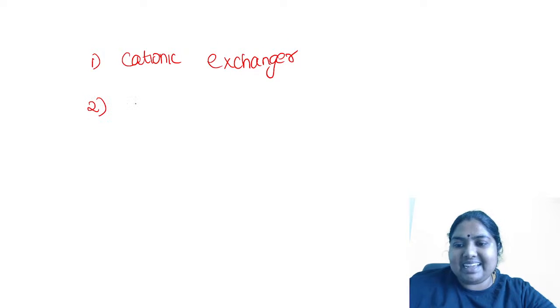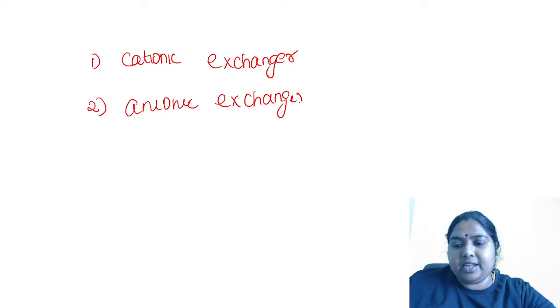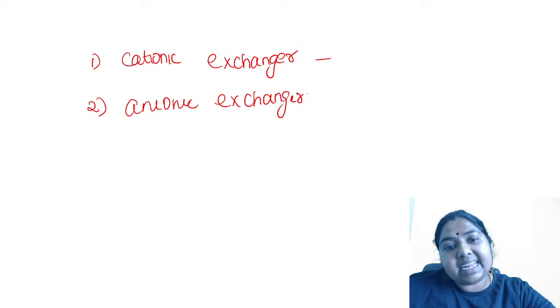Number 2 is an anionic exchanger. So there are two: one is going to be the cationic exchanger, and the other is going to be the anionic exchanger. Cationic exchanger means, what should be the charge of the bead?